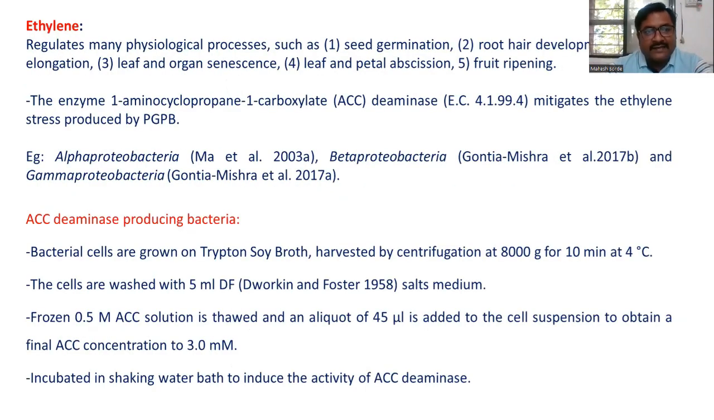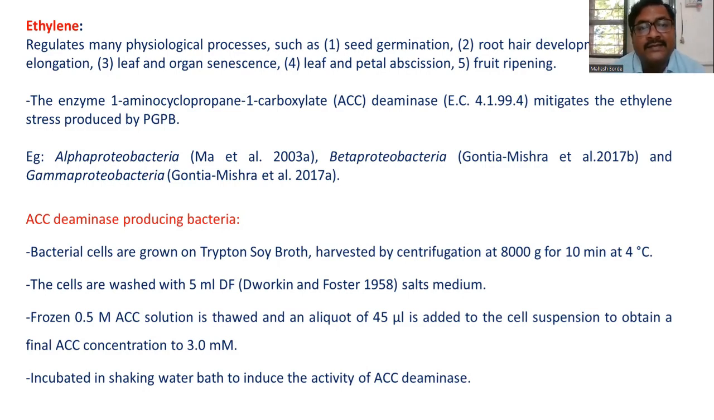Next one is ACC deaminase bacteria. As I told you, ACC deaminase is an enzyme which breaks down ACC. ACC is the precursor of ethylene. So if it is produced in a larger quantity, it will produce ethylene. And as you know, ethylene is one of the stress hormones. Along with being used in various physiological processes, it is also used as a stress hormone. And if the accumulation of ethylene in the plant is high, it gives stress.